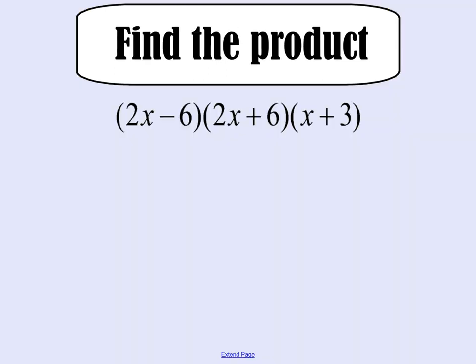And we're actually going to use that here to help us solve this problem a little bit easier. So here I have a 2x minus 6, a 2x plus 6, and an x plus 3. I'm going to multiply these two together first because I want to try and get rid of that middle term, because I know they're going to cancel out because one's a minus and one's a plus. So let's go ahead and do that.